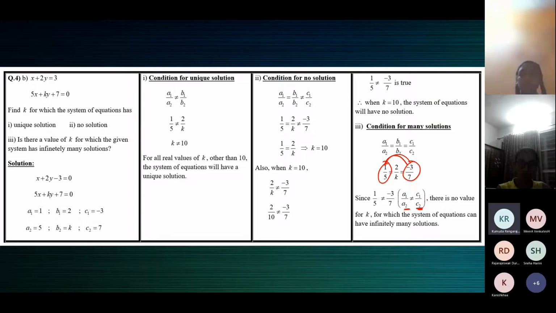Now, Nandini, I think you just made a mistake in writing the answer. You've got k is equal to 10 for the second one. Yes, ma'am. But you've written k is equal to 3 when k is equal to 3. Oh, yes, ma'am. Silly mistake.